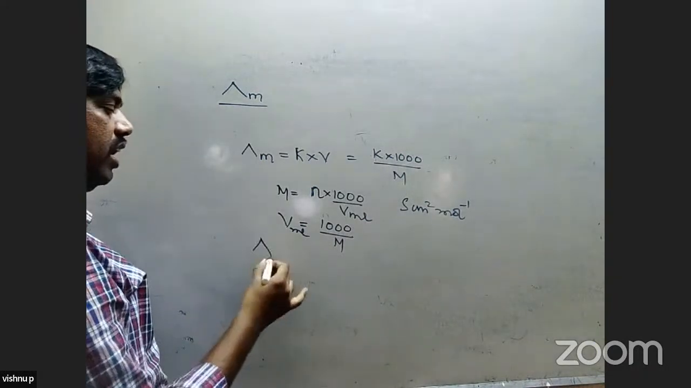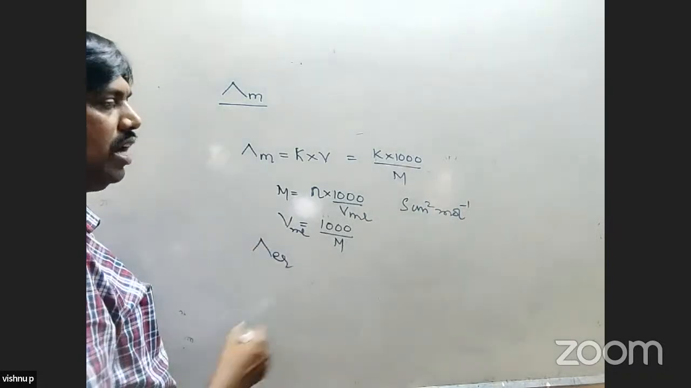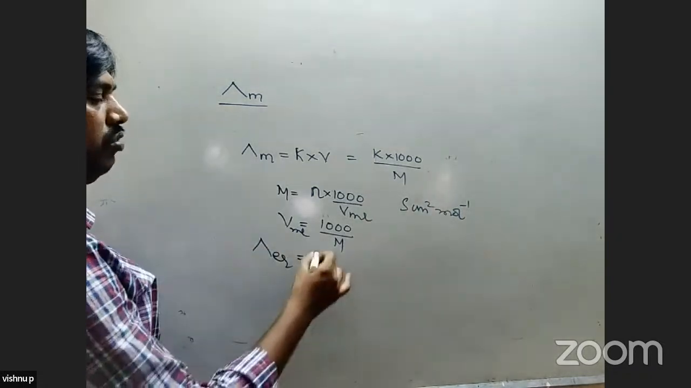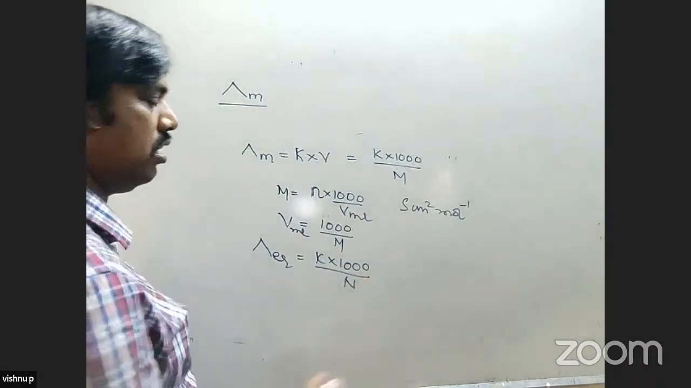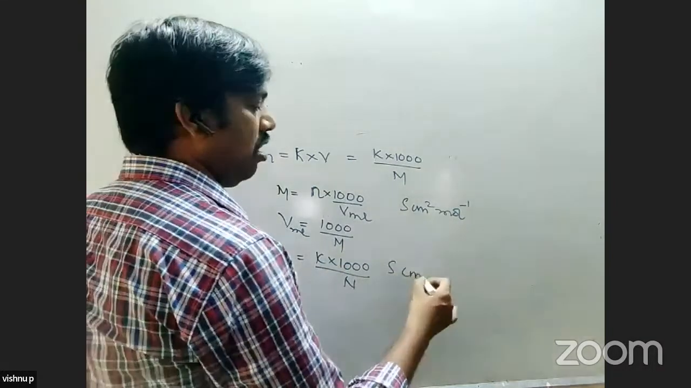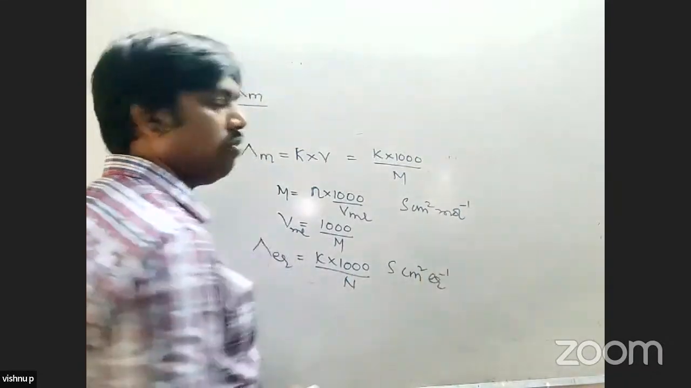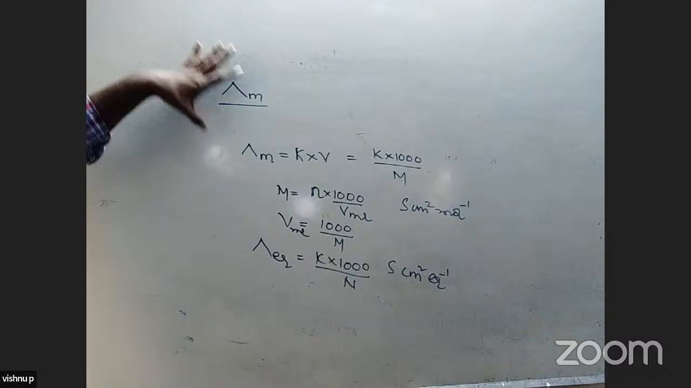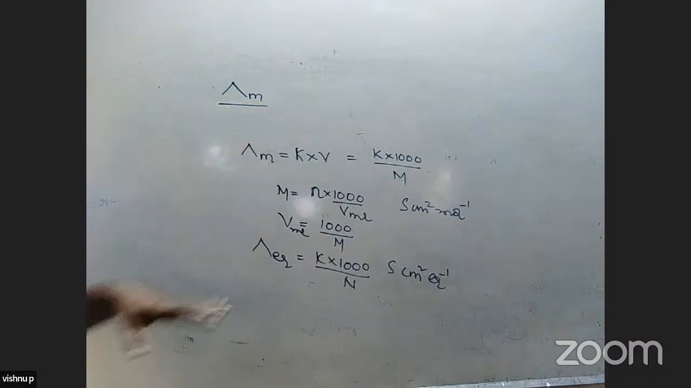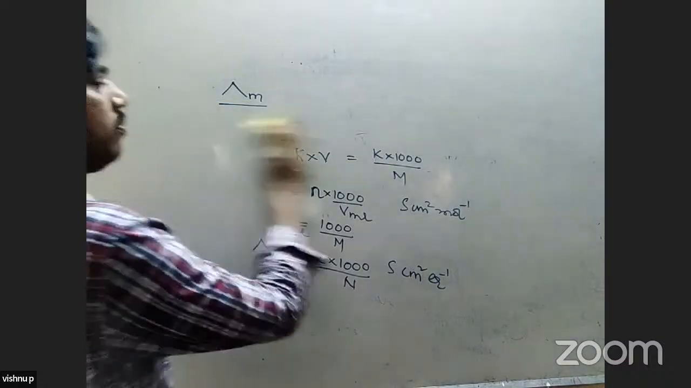In the same way, in case of normality, we use equivalent conductivity. So K into 1000 by normality. Here the units are Siemens centimeter square per number of gram equivalents of electrolyte. So this is molar and equivalent conductivity.